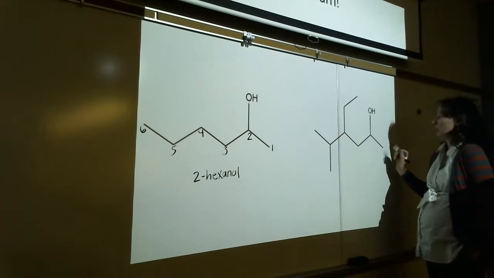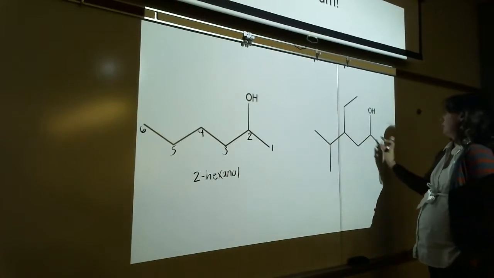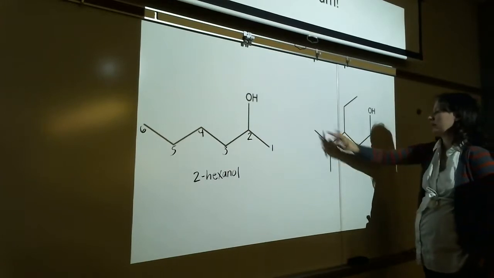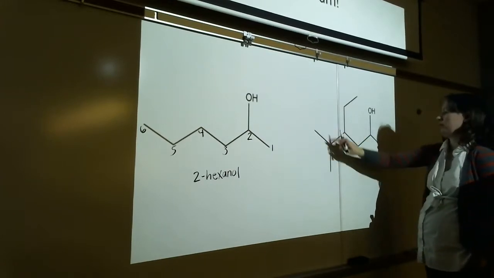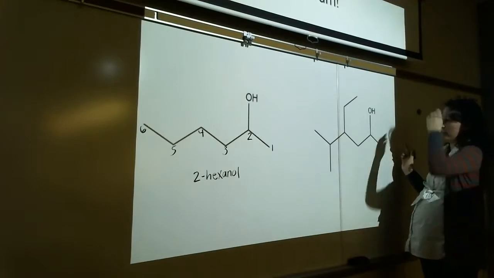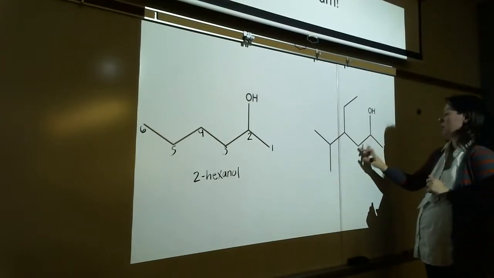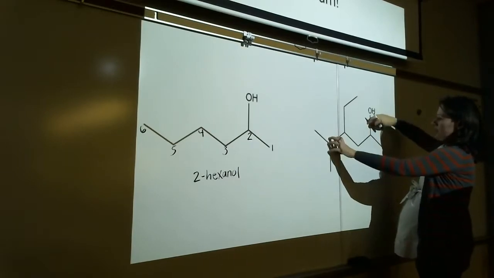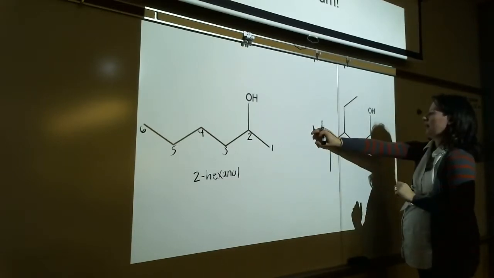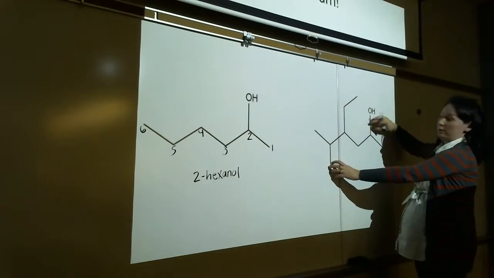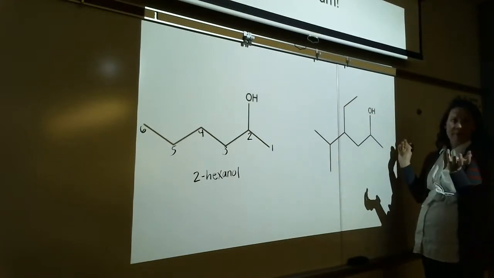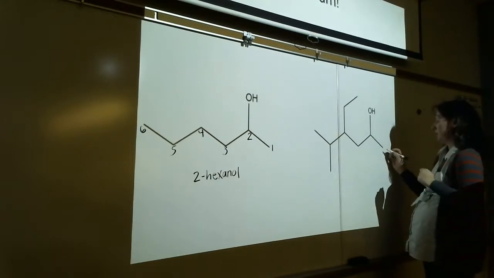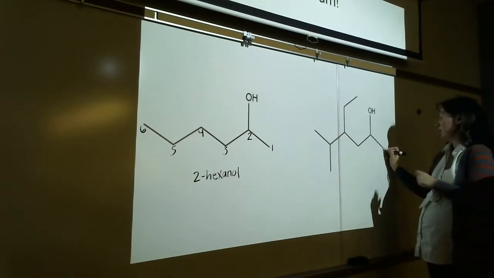Let's number 1, 2, 3, 4, 5, 6. So then we have our choices. Okay, numbering this way gives me 1, 2, 3. If I go this way, that gives me 2 substituents. If I number this way, that gives me 3 substituents, right? So which one am I going to pick? 1, 3. The linear version, right? Because I want to pick the version that gives me the most substituents. So I number from here.